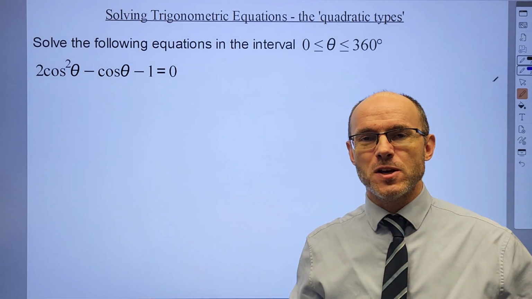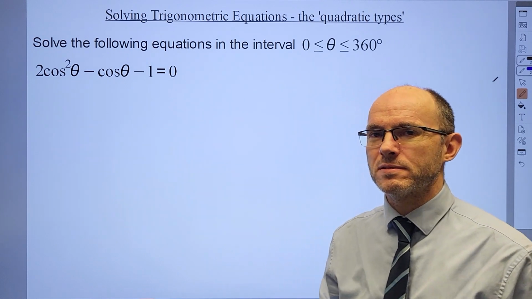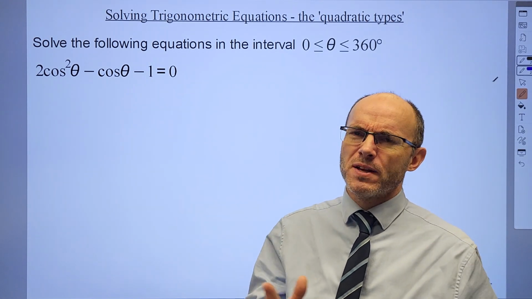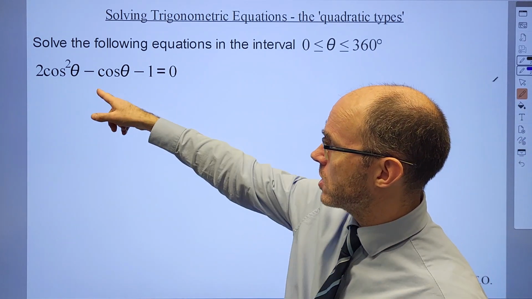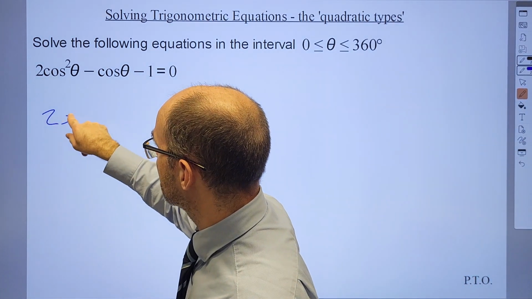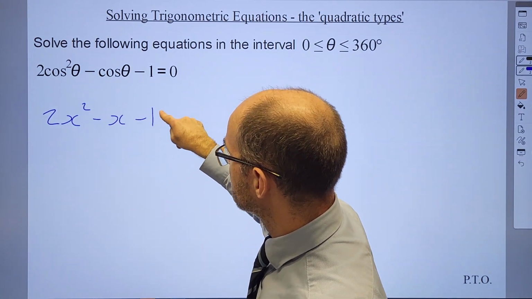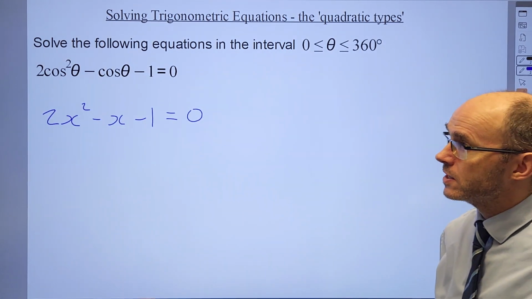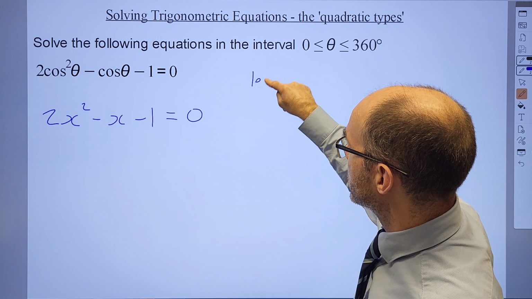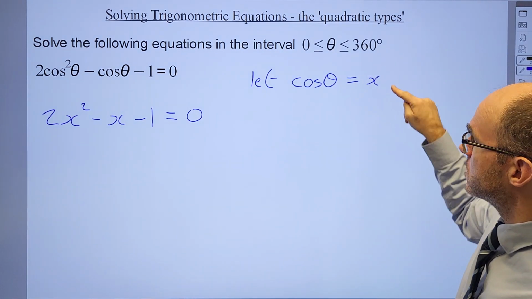Hello. In this video I'm going to look at trigonometric equations which look like quadratics. They essentially are quadratic equations, but they're not strictly quadratics because they're trigonometric, but they follow the same rules of quadratics. So for example, this here, if you replace cosine theta with x, you get 2x squared minus x minus 1. So a more familiar traditional algebraic quadratic equation. You can solve them exactly the same way if you wish. I don't normally do this, but I do suggest if you want to do it, you can do.